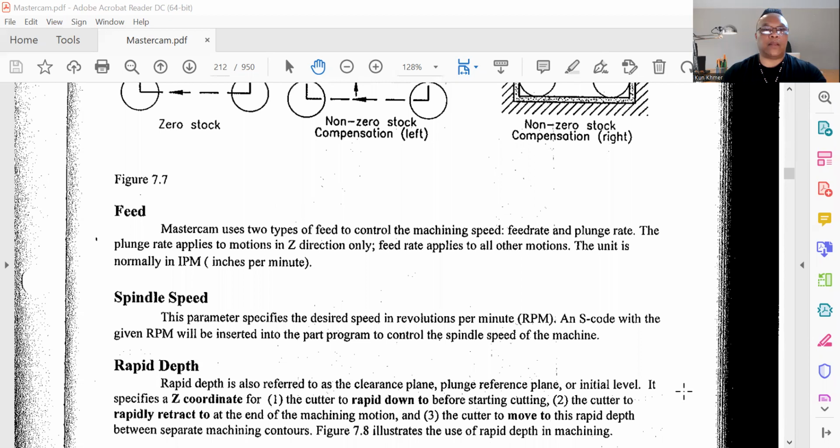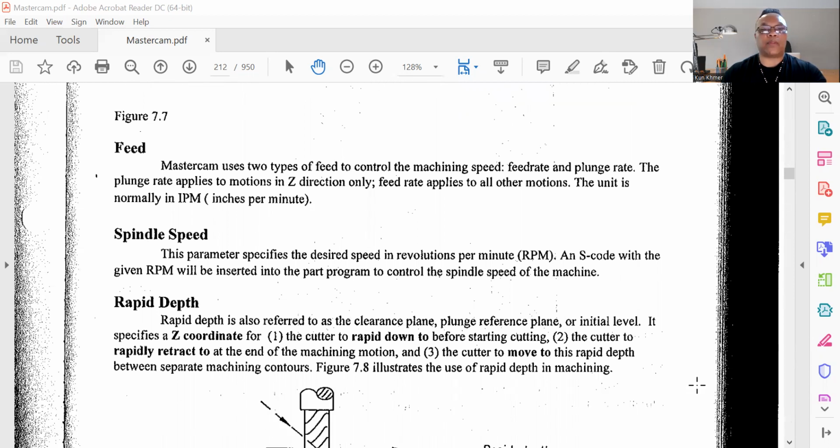Spindle speed. This parameter specifies the desired speed in revolutions per minute, which stands for RPM. An S code with the given RPM will be inserted into the part program to control the spindle speed of the machine.